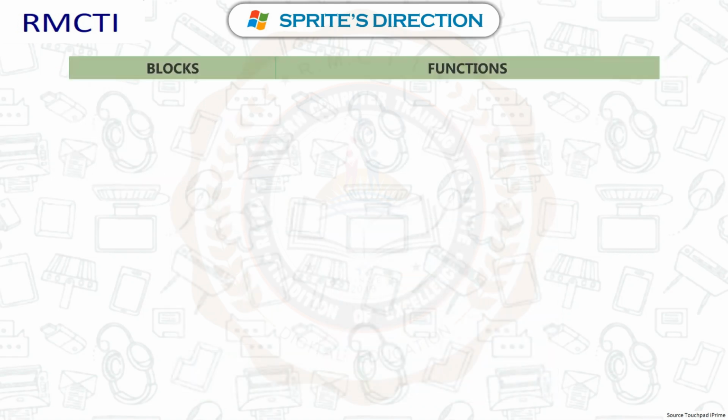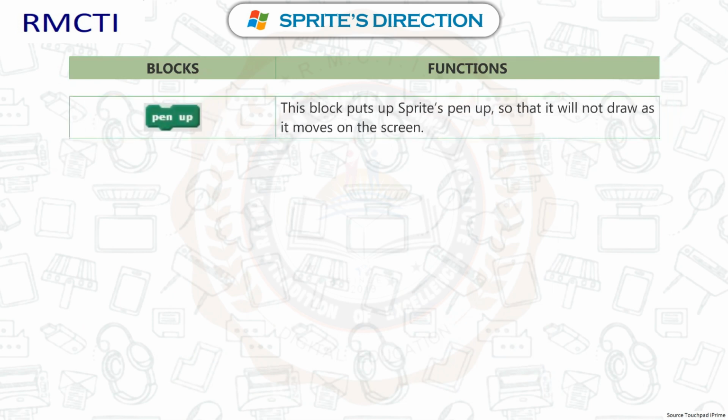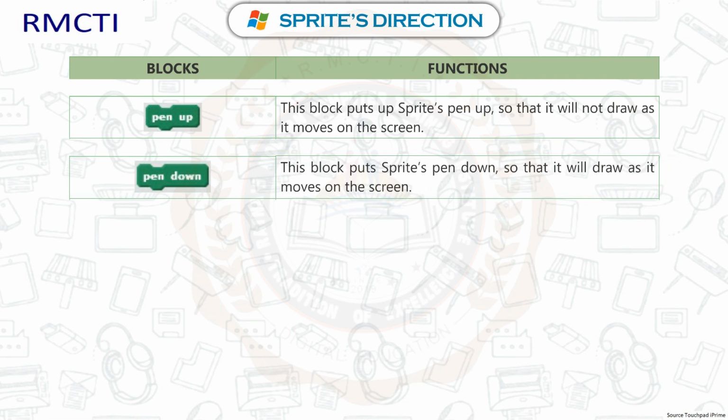Pen blocks functions. Pen up. This block puts the sprite's pen up so that it will not draw as it moves on the screen. Pen down. This block puts the sprite's pen down so that it will draw as it moves on the screen.